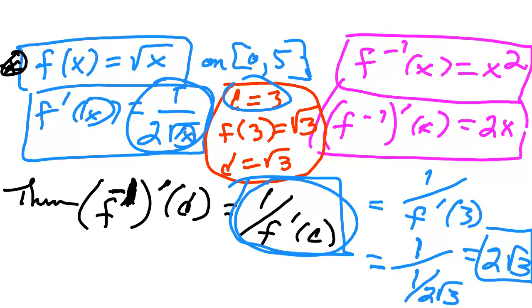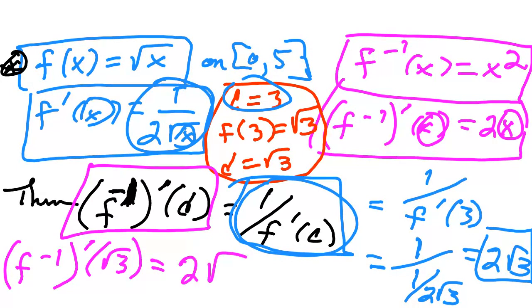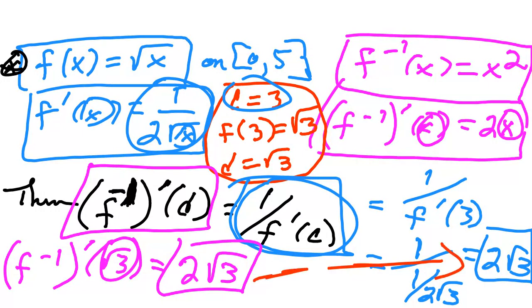And then let's do the other side. So this is f inverse prime at d. Well, what's that? That's f inverse prime evaluated at d. D is the square root of 3, right? But f inverse prime of anything is 2 times that anything. So this equals 2 times the square root of 3. So the left side of the equation is 2 root 3, and the right side of the equation is 2 root 3. And these things are equal. So everything works out swimmingly well.